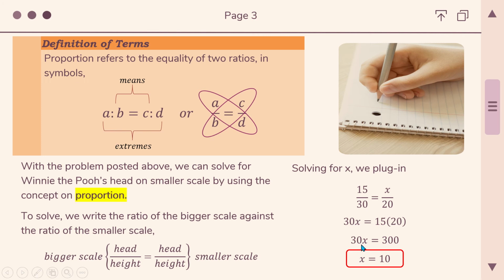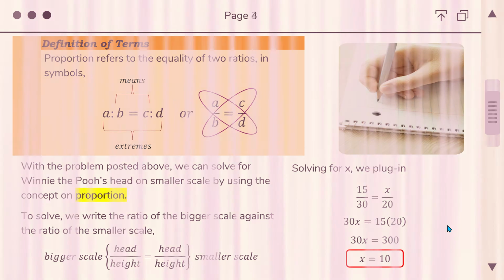So, if imo ni i-plug in ang 10 nga to sa x, ma-equal na sila. Why? 15 over 30 can be reducible to 1/2, while 10 over 20 is also reducible to 1/2. So, if 1/2 is equal to 1/2, then, therefore, ang proportion na establish. Because proportion again refers to the equality of two ratios. Okay, so 1/2 is equal to 1/2.